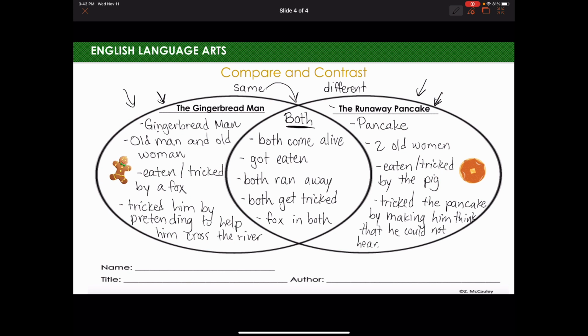All right, so that is how we compare and contrast two stories. Remember that compare means to tell how two things are alike. And whenever we use a Venn diagram, we write the comparisons in the middle of the two circles. And then we write how they are different on the outsides.